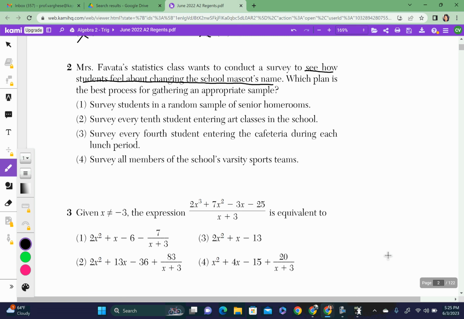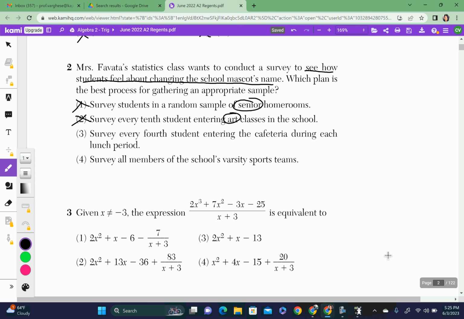So for number 1, it says sample of senior homerooms, specifically seniors, so that is going to be out. Survey every 10th student entering art classes in the school. That leaves out other people, so people who don't take art. Okay, so that is not a fair sample.